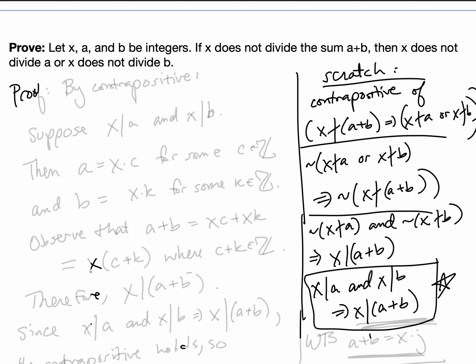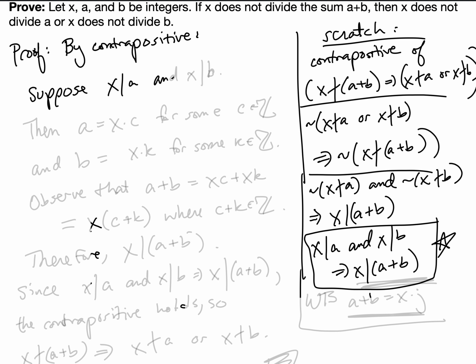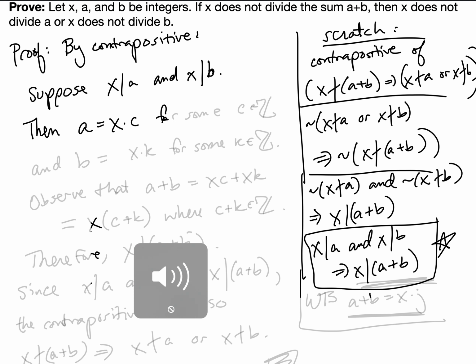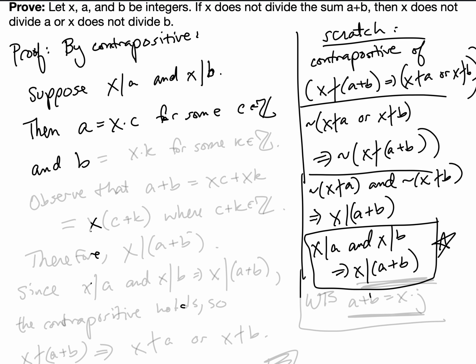So, proof by contrapositive. Suppose not Q, in other words, suppose that x does divide A and x does divide B. Then what is the definition of that? Then A is equal to x times C for some C in the integers, and B is equal to x times K for some integer K. Note that we need to use two different variables, C and K, because we don't want to use the same variable. That would indicate that A and B were actually the same integer.